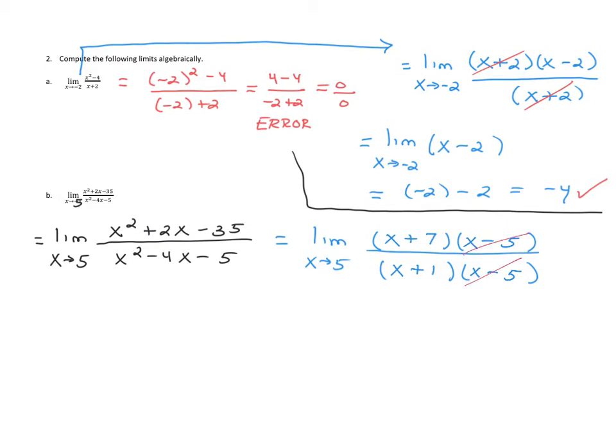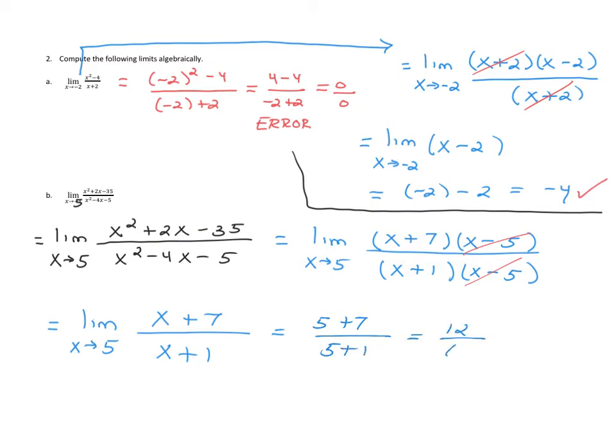I can cancel those x minus 5s. The original limit is actually equal to the limit as x approaches 5 of, I don't need the parentheses anymore, x plus 7 over x plus 1. This function is continuous at 5. I can now put 5 into all the x's to get my answer. This is 5 plus 7 over 5 plus 1. That's 12 over 6, or 2. So the limit, in fact, does exist and is equal to 2.